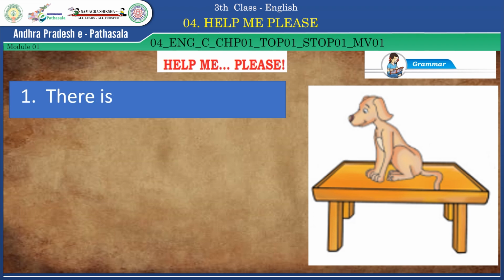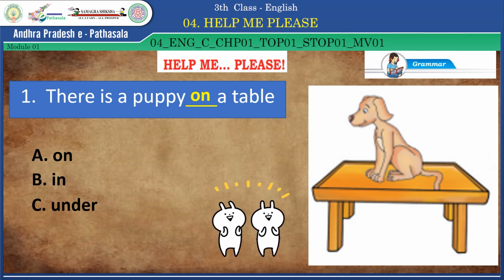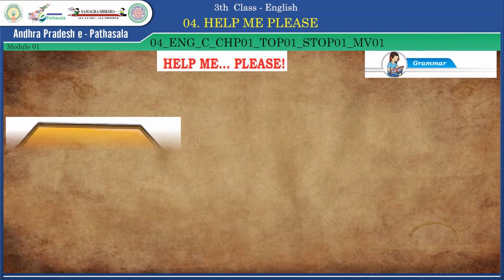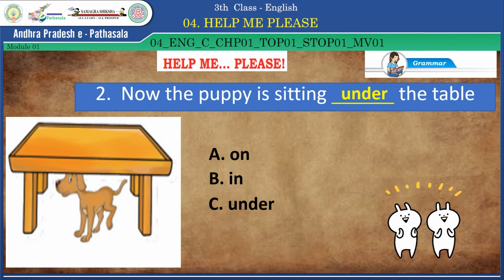There is a puppy dash a table. A on, B in, C under. Yes, you are right. The correct answer is A, on. Well done, children. Now the puppy is sitting dash the table. A on, B in, C under. Yes, you are right. The correct answer is under. Well done, children.